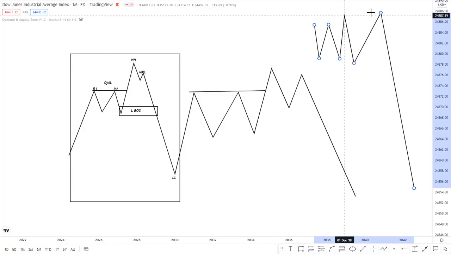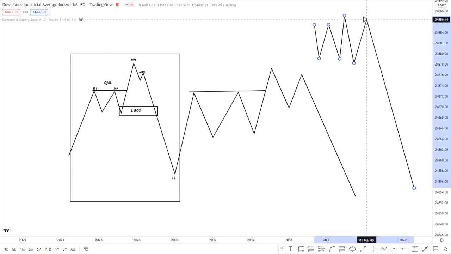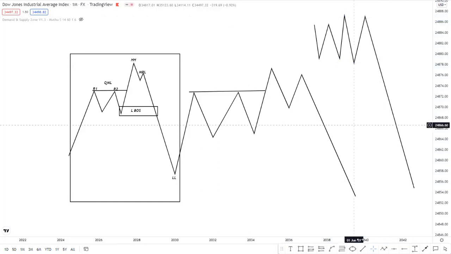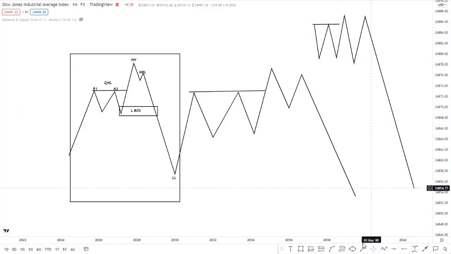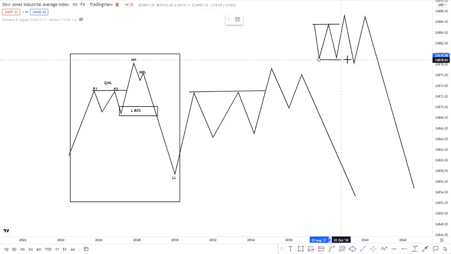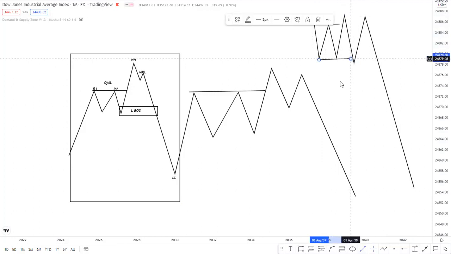Yeah, so what you have is a case like this. This is in effect a small version of a QM. It's a mini QML. When you go to the lower time frame, you're actually going to find that it's a small QML.